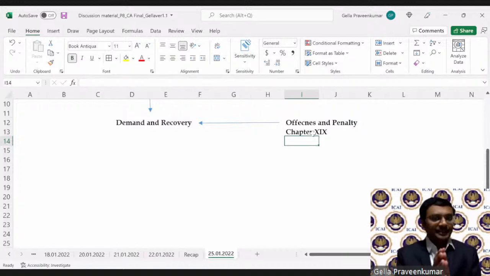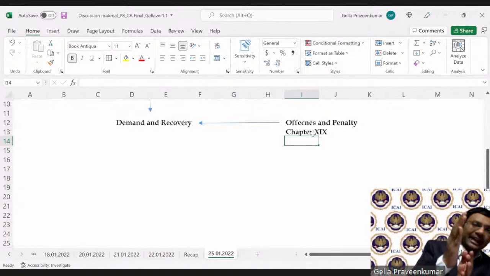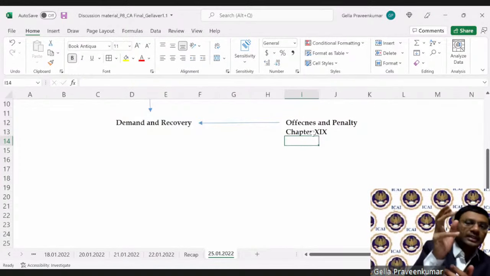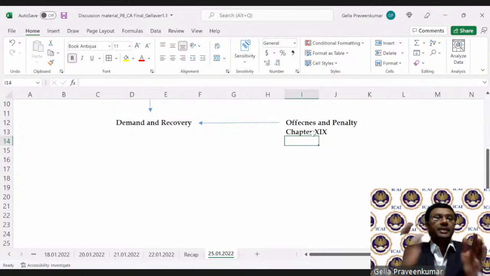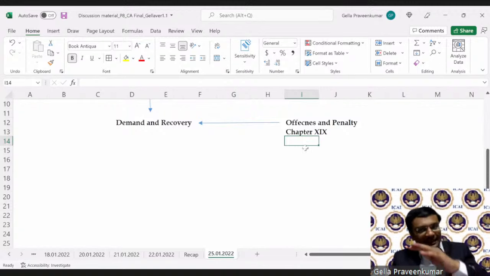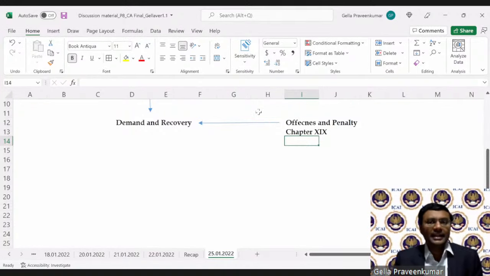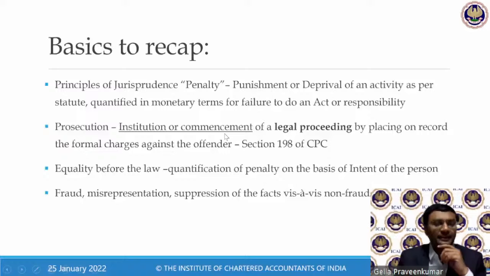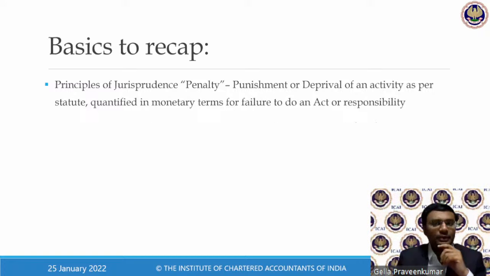Offences and penalties is going to give guidance and direction on under what circumstances, for what offence which is conducted, how the demand and recovery has to be made by the proper officer. So this is a guiding factor for my demand and recovery provisions. Now, to have a bird's eye view, I'll come to this slide in a while. Okay, let me discuss this before we go further.